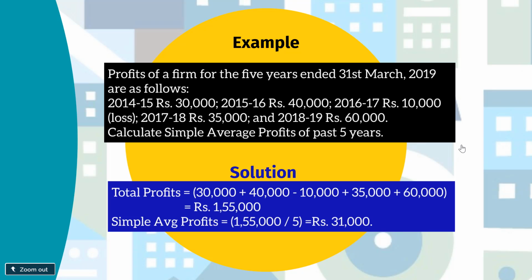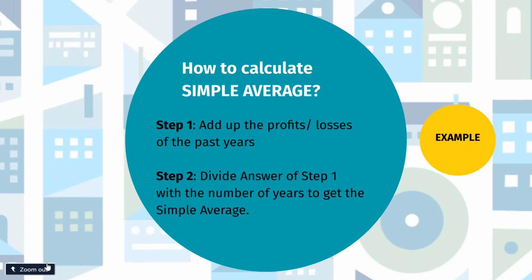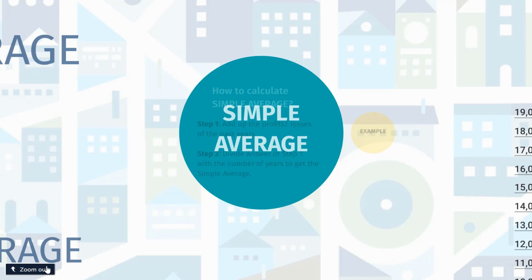We are asked to calculate the simple average profits of the last 5 years. So the first step is to find out the total profits. It's rupees 30,000 plus rupees 40,000 minus 10,000 since it's a loss, plus 35,000 plus 60,000. We get rupees 1,55,000. And to get the simple average, we'll take 1,55,000 and divide it by the number of years taken by us, which is 5. So the simple average is equal to rupees 31,000. So this was the simple average.